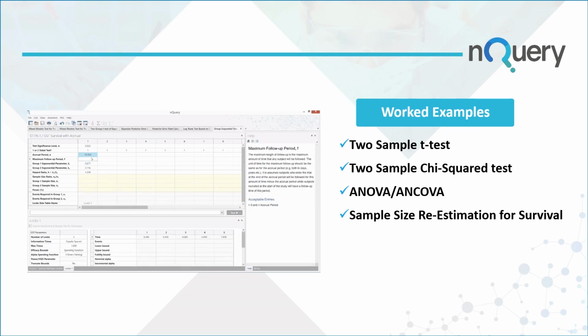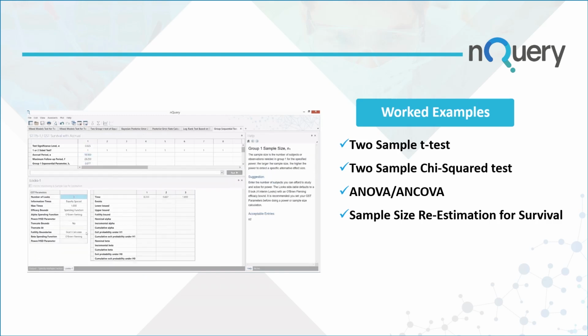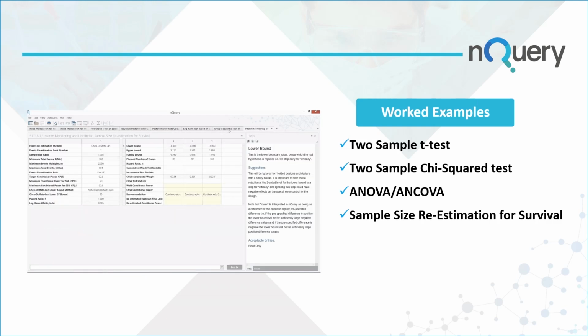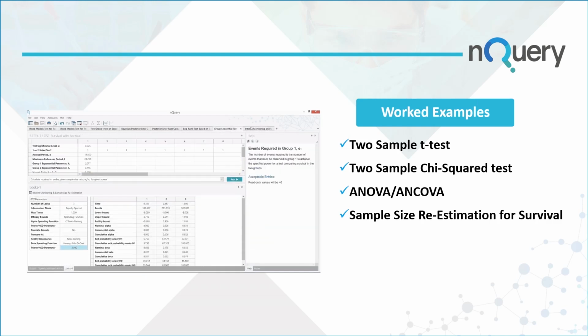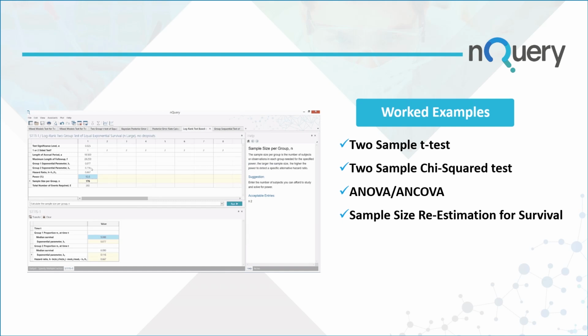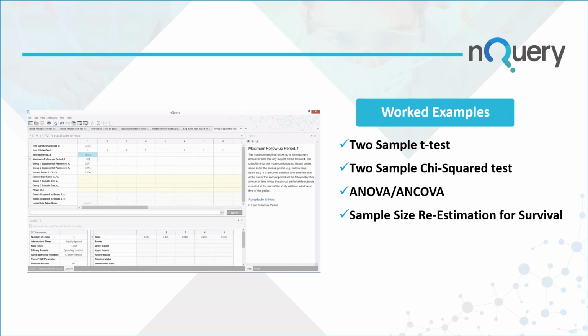Just in terms of what we'll be covering today, we'll be doing some simple t-test and chi-squared analyses, some ANOVA/ANCOVA type analyses, and we'll be doing an unblinded sample size re-estimation for survival type data.